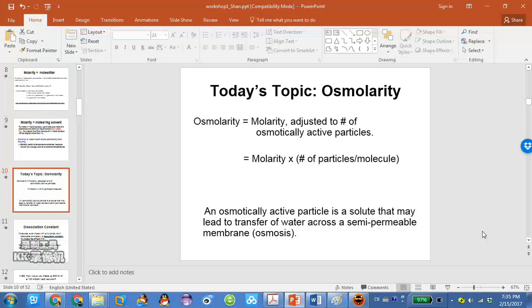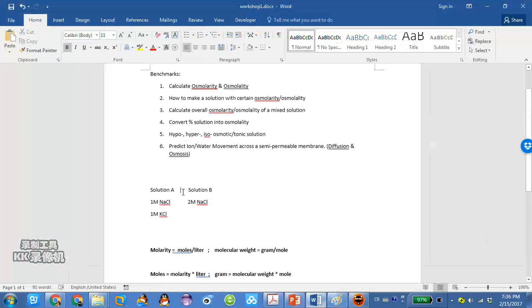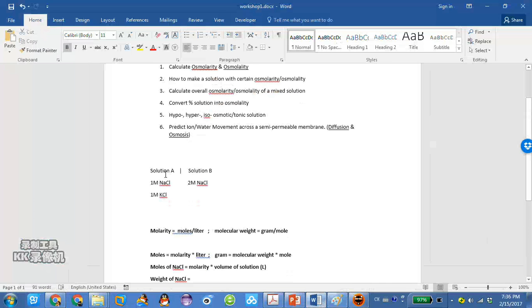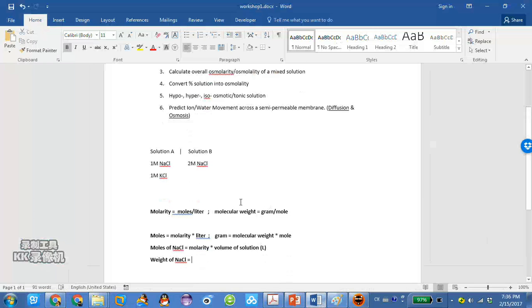So how are we going to evaluate the water concentration or overall solute concentration in a solution? That's where osmolarity and osmolality come in. Let's go back to the previous example, solution A and solution B. You have 1 molar NaCl and 1 molar KCl in solution A, and you have 2 molar NaCl in solution B. They are connected with a semi-permeable membrane.